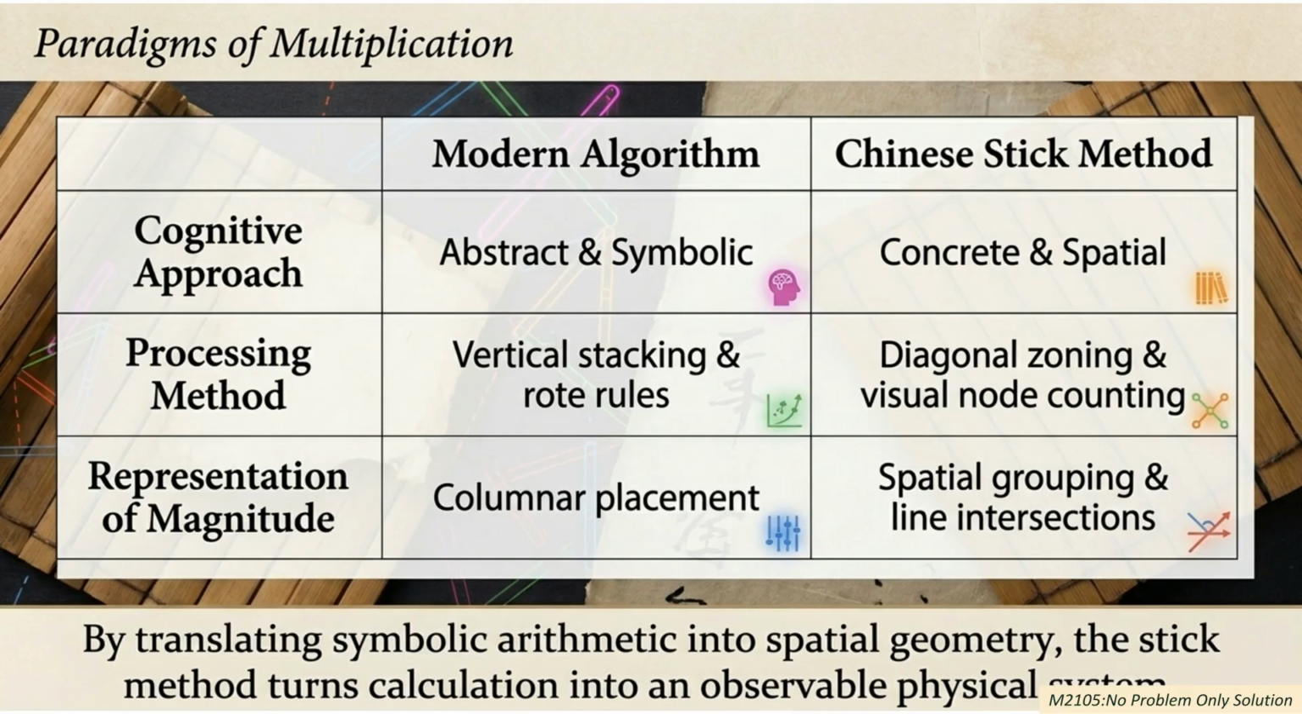This video compares modern algorithms to the Chinese stick method. While modern approaches are symbolic and vertical, the stick method is concrete, spatial, and uses visual node counting to represent magnitude.